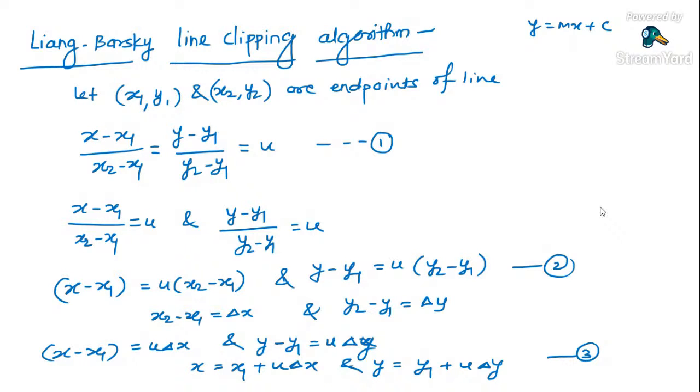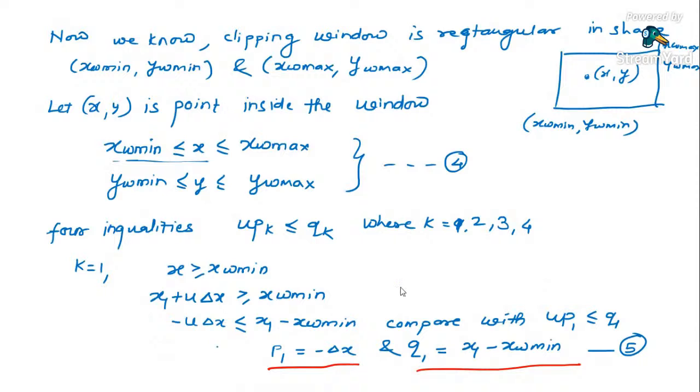Then we have compared it and written the values in terms of x and y. So that is nothing but x is equal to x1 plus u delta x, and y is equal to y1 plus u delta y. Then the window is considered rectangular, so any point x comma y is inside the window if and only if it satisfies the inequalities: xw minimum less than or equal to x less than or equal to xw max, and yw minimum less than or equal to y less than or equal to yw max.